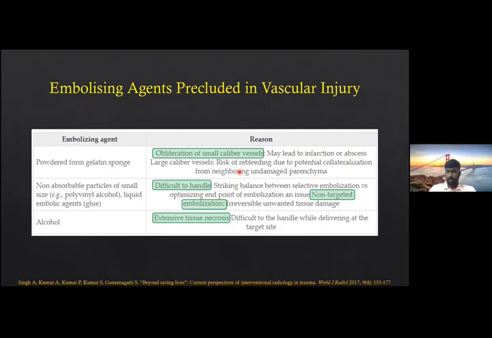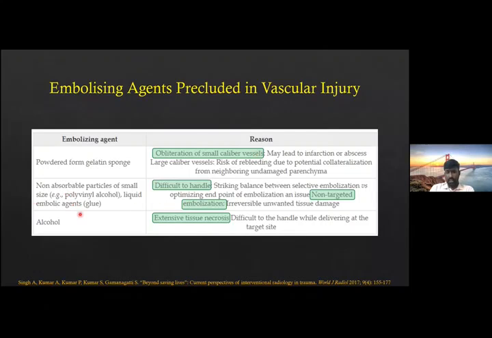Whenever we do a proximal embolization, the collateral circulations take over. However, the perfusion pressure is reduced. So there is perfusion, but there is no infarction. That is the concept of proximal embolization in splenic trauma. When we use the powdered gelatin foam, it is going to block the distal vessels supplying the splenic parenchyma, and the parenchyma will undergo infarction. So we usually avoid the fine powder form of gelatin sponge in splenic trauma before coil embolization.